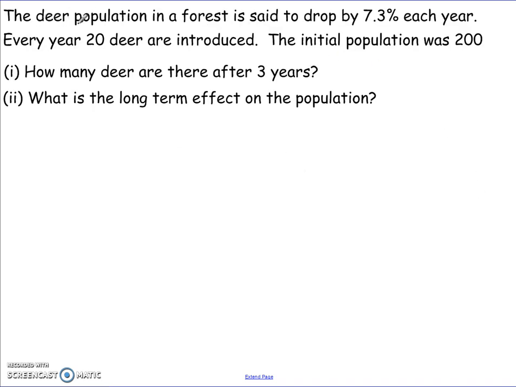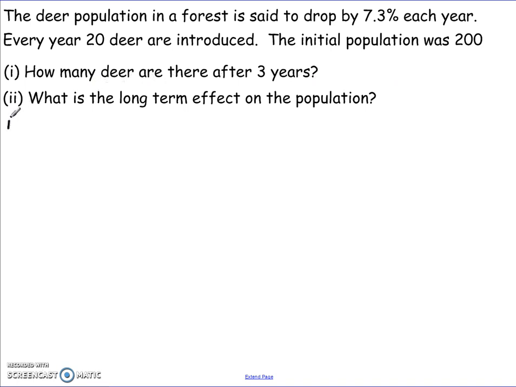So imagine I've got a deer population in a forest and it's said to drop by 7.3% every single year. Each year, they're going to introduce 20 new deer to the forest to try and counteract that and balance out the loss. And the initial population is 200. So two-part question for you. 1, how many deer will be in the forest after 3 years? And 2, what is the long-term effect on the population?